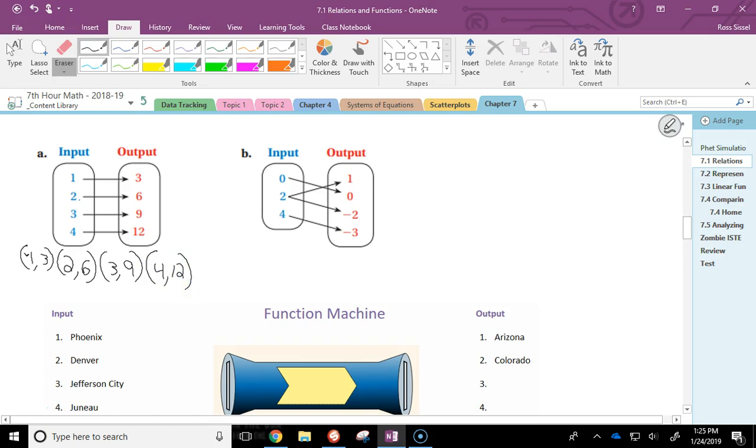Okay, what about the coordinates for B? We have 0 going to 0. Then 2 to 1. Negative 2 to negative 2. And 4 to negative 8.